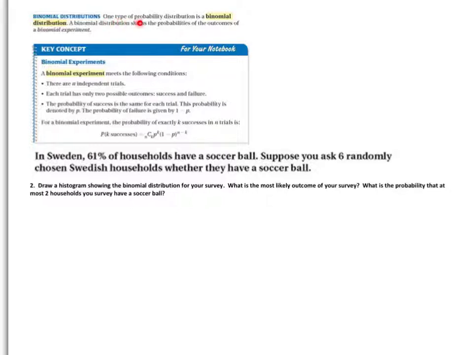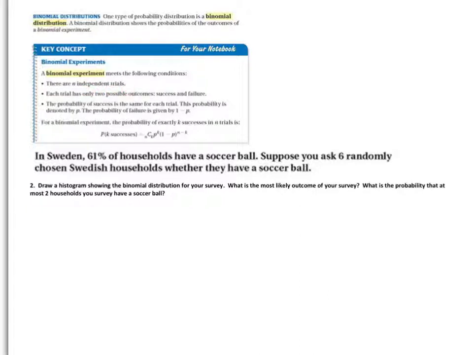Binomial distribution. One type of probability distribution is a binomial distribution. A binomial distribution shows the probabilities of the outcomes of a binomial experiment. So what's a binomial experiment? A binomial experiment meets the following conditions. There are n independent trials.